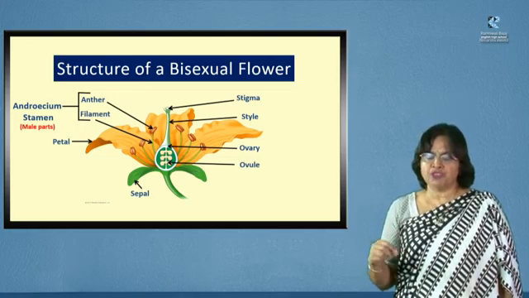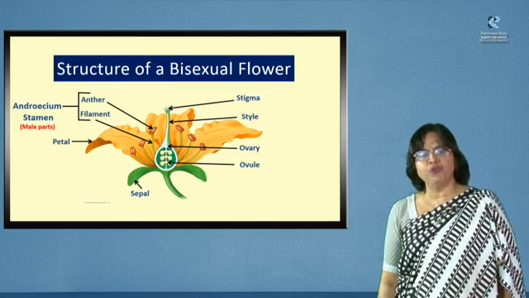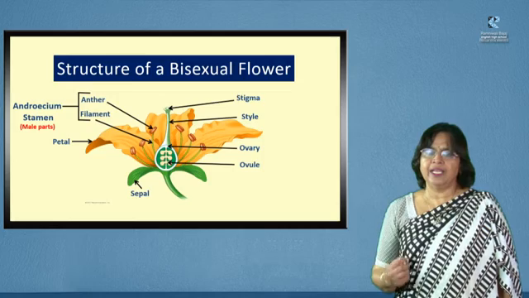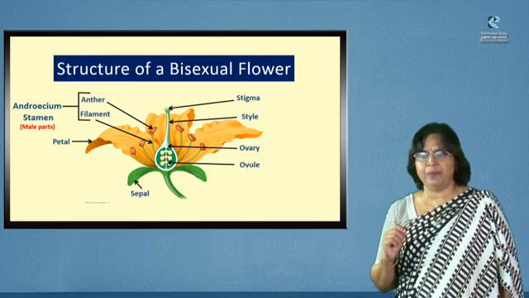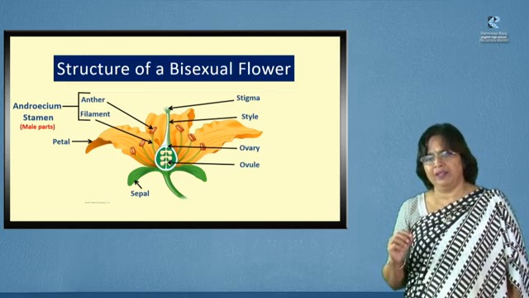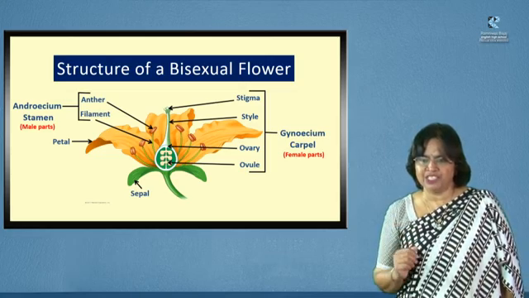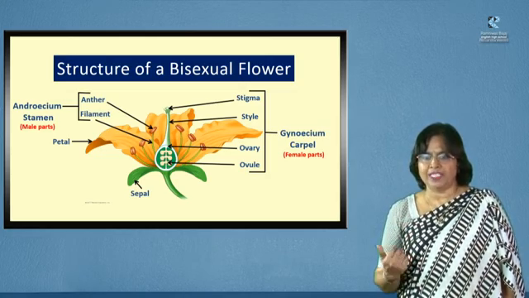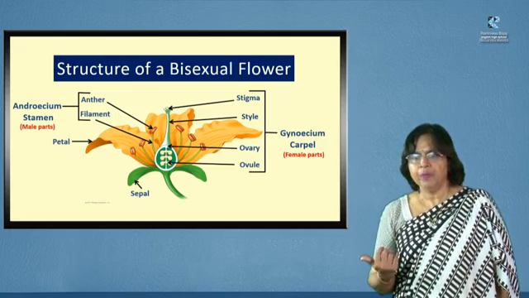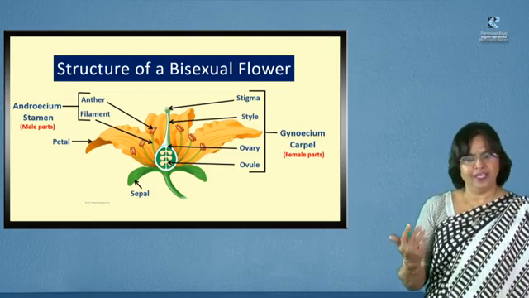Above this globular structure is a long thread-like structure again, which is comparatively firmer than the filament, and that is called the style. On top of the style is the stigma, which is a little sticky part of the flower. On the stigma, the pollen grain settles and pollination and fertilization occur. These 4 parts, ovary, style, stigma, along with the ovules inside the ovary, make up what is called the carpel, the 4th whorl of the flower, the innermost whorl, gynoecium.